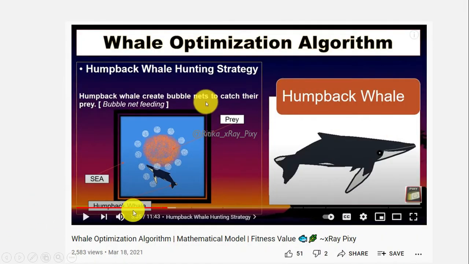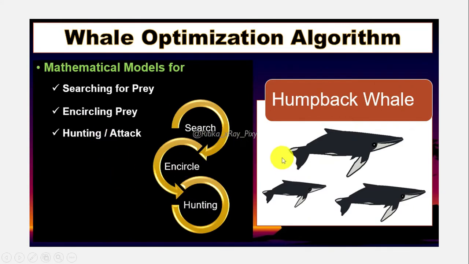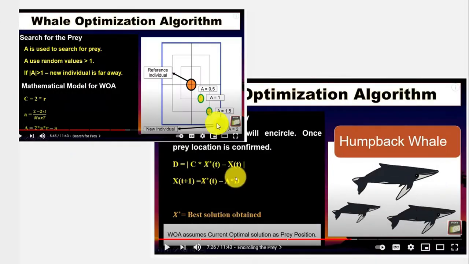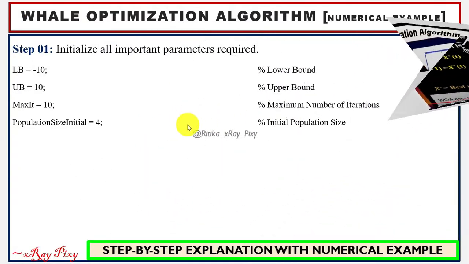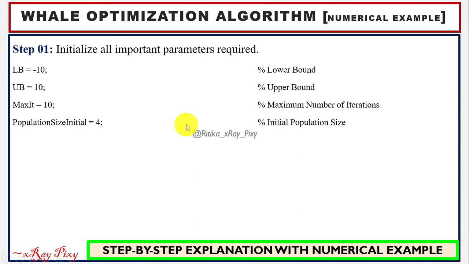Basic details about this algorithm are given in part 1. You can check the link given below in the description box. Here, everything related to this algorithm and its mathematical model is discussed in detail. As you can see, we have various mathematical models used in this algorithm for searching, circling, and hunting. You can check everything related to this algorithm with various models in part 1. In this video, we will try to understand how this algorithm works step by step with a numerical example.